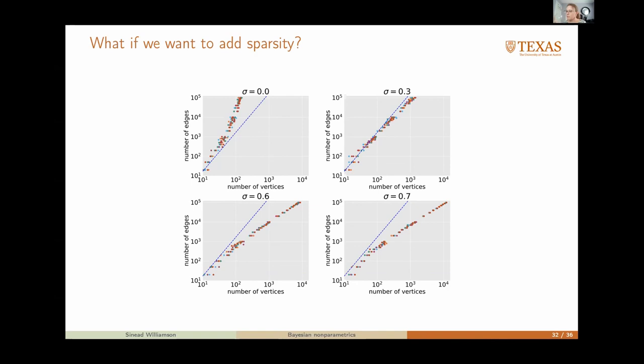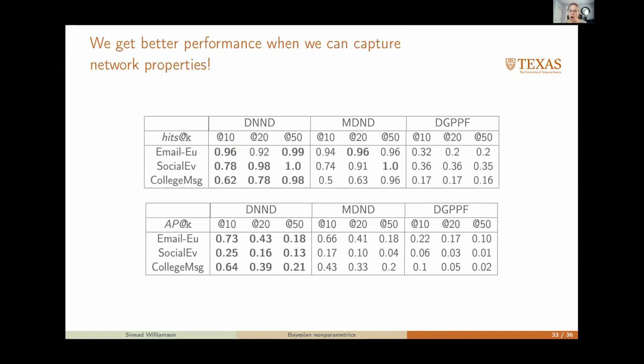And it turns out that thinking about what behaviors we have in real networks and modifying our models to capture those behaviors means we get better performance. Here I've just put some numbers to back that up. This is a subset of a series of experiments that we did to look at how good various graph models were at predicting new edges in the network.